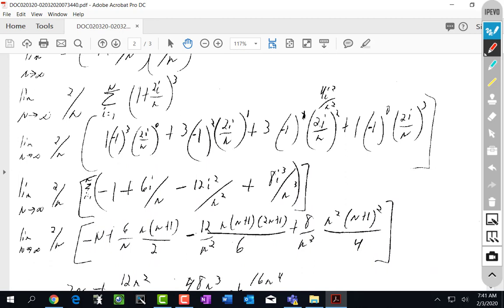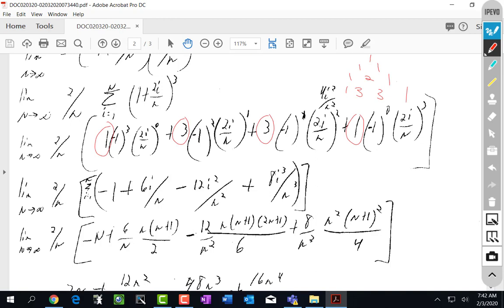So if you remember Pascal's triangle, because I don't want to multiply 1 plus 2i over n times 1 plus 2i over n, because that's kind of long. So remember Pascal's triangle: you've got 1, 1, 1, 1, 2, 1, 1, 3, 3, 1. So I'm just going to use those coefficients, where's my 1, 3, 3, 1 coefficients that I'm using right here.